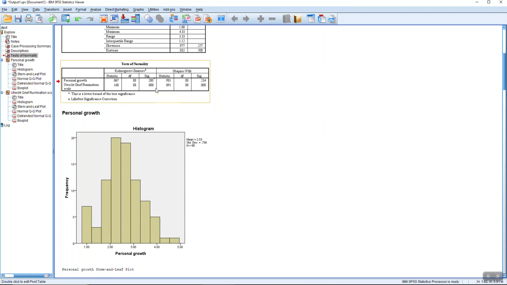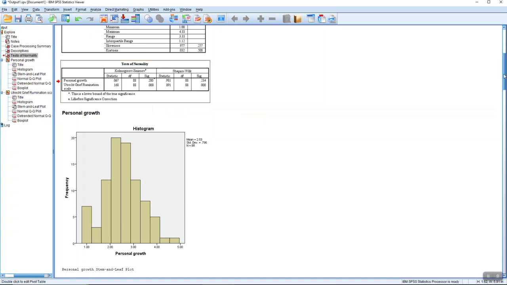for this particular variable. So in this output file, you can see that the value of significance for personal growth for both these tests, KS and SW, it is 0.200, which is greater than 0.05, and 0.234, which is again greater than 0.05. So we will say that this variable is normally distributed. On the other hand, you can see that for grief rumination, the value of significance for both these normality tests is less than 0.05, which is 0.000. So we will say that this variable is not normally distributed.